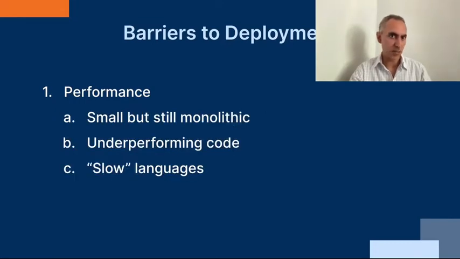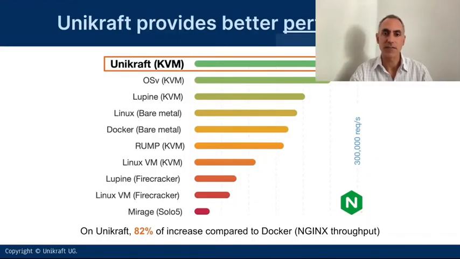And it turns out that many projects have small but still monolithic OS primitives, so it wasn't always easy to specialize things. There was lots of underperforming code, unoptimized network stacks, and so forth. And many of the projects didn't really target performance. They were using languages such as Erlang or OCaml, and the purpose of those projects was never to go fast. In contrast, Unikraft's target is to have good performance from the beginning.